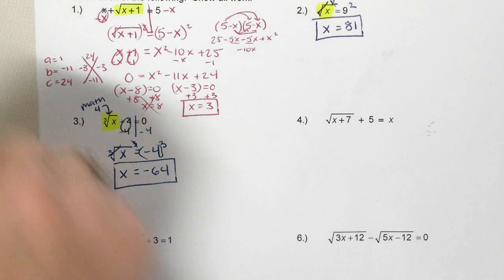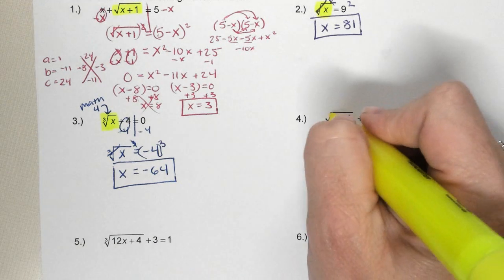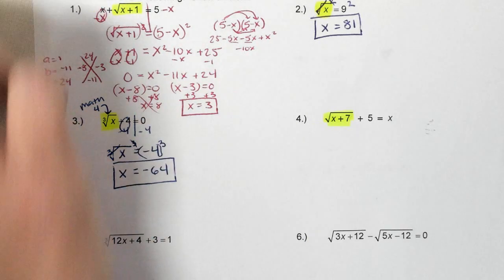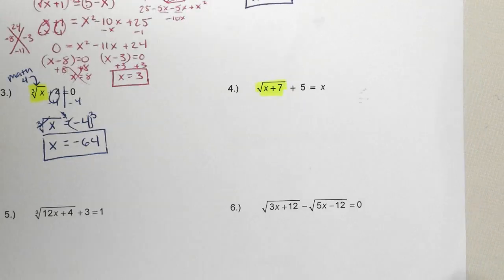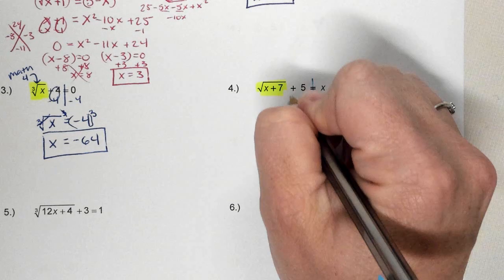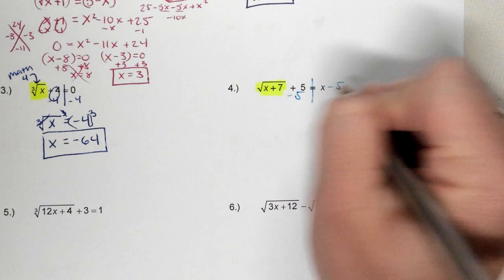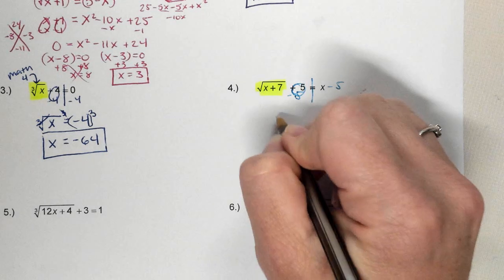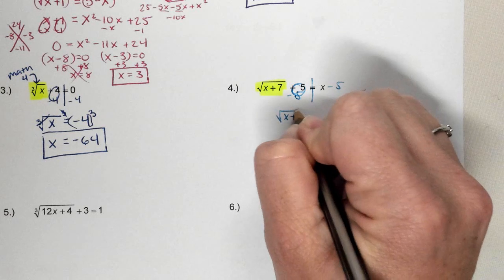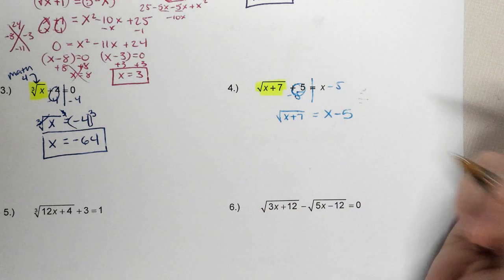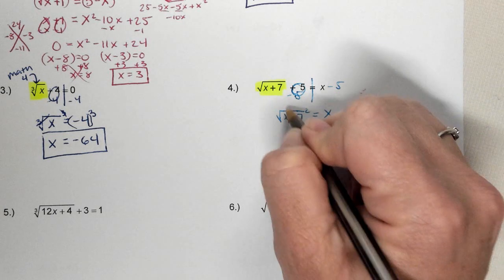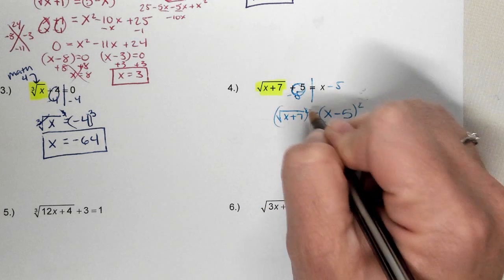Okay, so our next one, we have the square root of x plus 7 plus 5 equals x. Well, again, I have to get my square root alone. So I need to get the minus 5 to the other side. Well, now I have the square root of x plus 7 equals x minus 5. Now that my square root's alone, I can go ahead and square both sides.